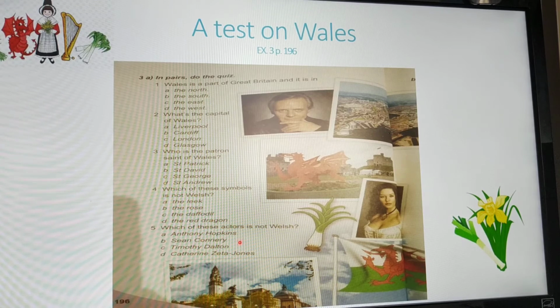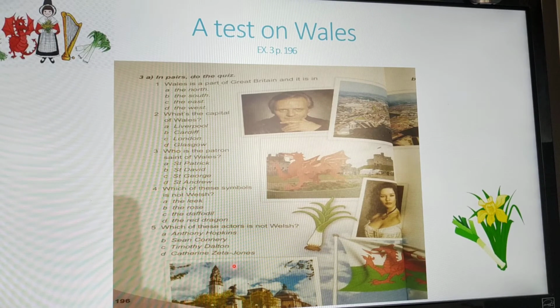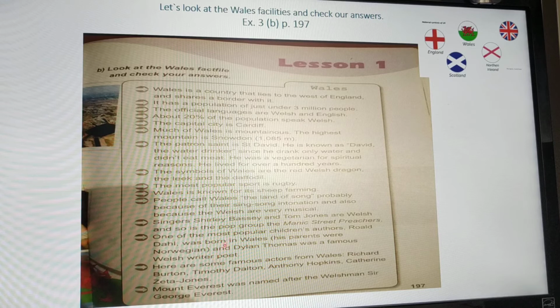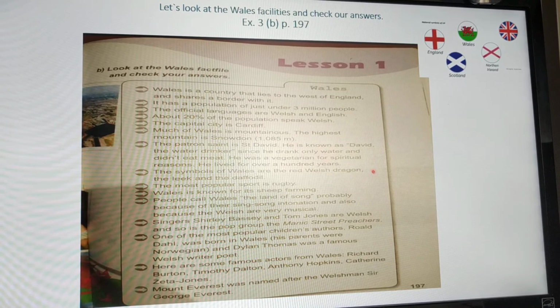Question number 5. Which of these actors is not Welsh? A. Anthony Hopkins, B. Sean Connery, C. Timothy Dalton, and D. Catherine Zeta-Jones. And now let's check your answers by reading the following information, which is strongly connected with Wales.